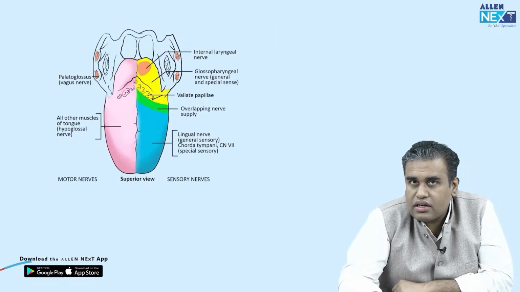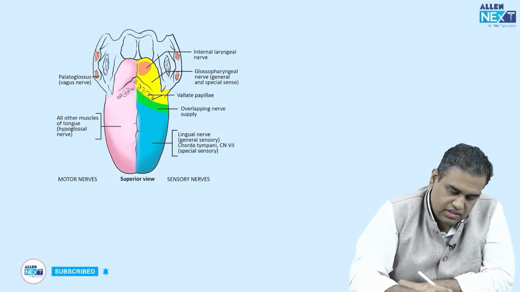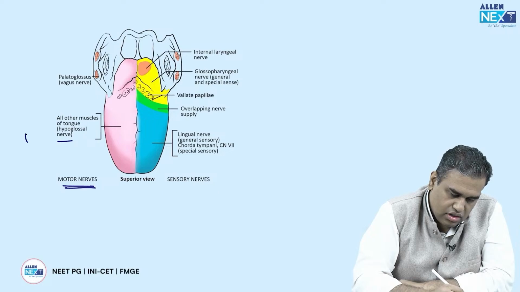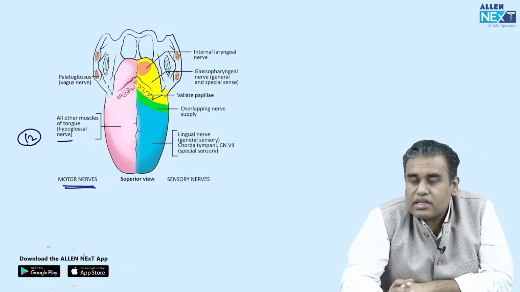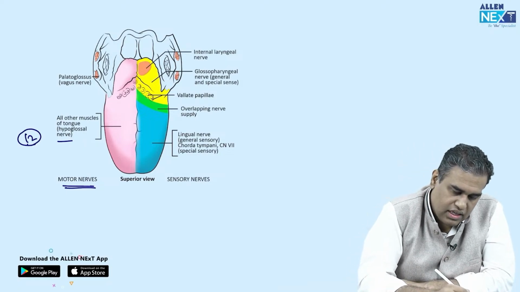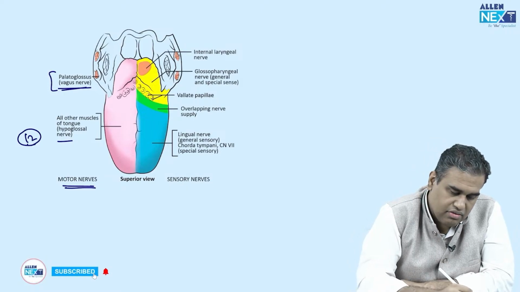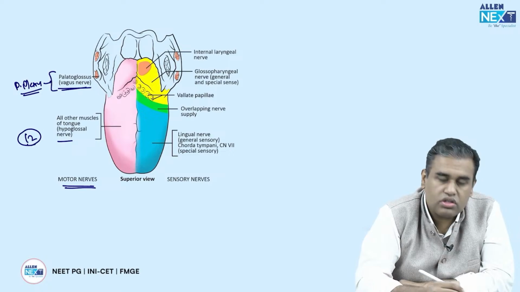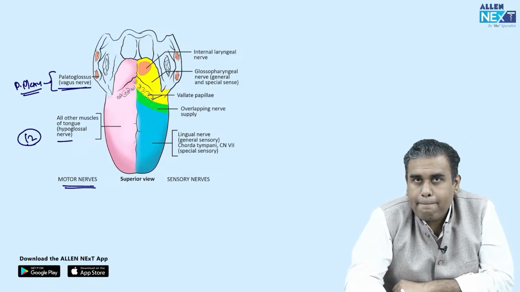Let's see the next one. What is this? This is the tongue. And the nerve supply of the tongue has been shown over here. On the left side are the motor nerves, basically it's the hypoglossal, which supplies all the muscles of the tongue, be it intrinsic or extrinsic. The only exception over here is the palatoglossus muscle, which is supplied by the vagus nerve by the pharyngeal plexus, because palatoglossus is also a muscle, not only of the tongue but also of the soft palate.